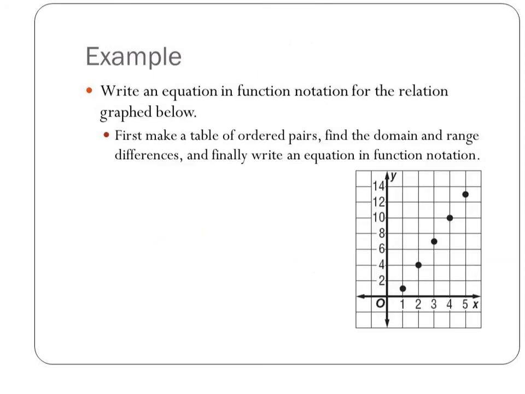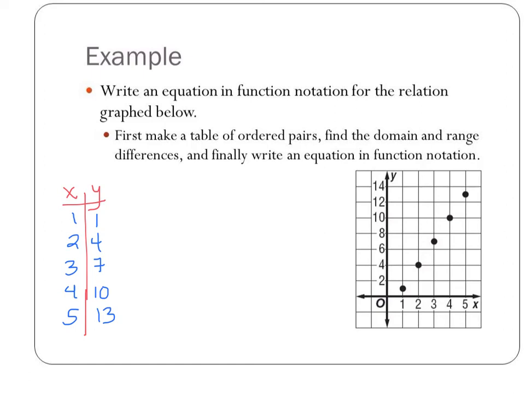Okay, so let's look at one of these. So we want to write the equation in function notation for the relationship graph. And it says we're first going to make a table of ordered pairs. So let's make a table. So here's my table. So it looks like 1, 1 is in my table, 2, 4, 3, 7, 4, 10, and 5, 13. Okay, there's my table.